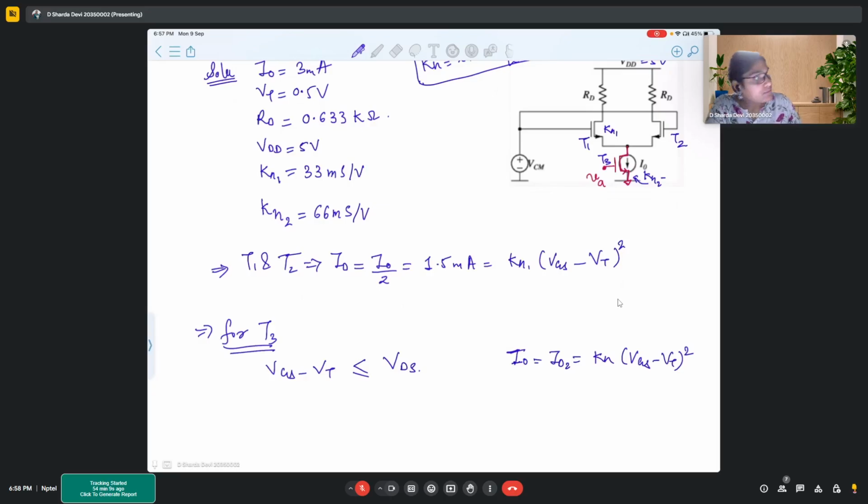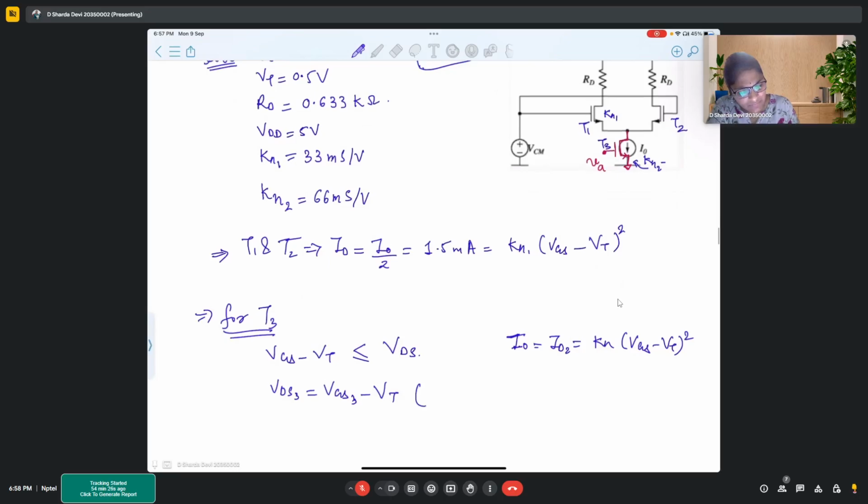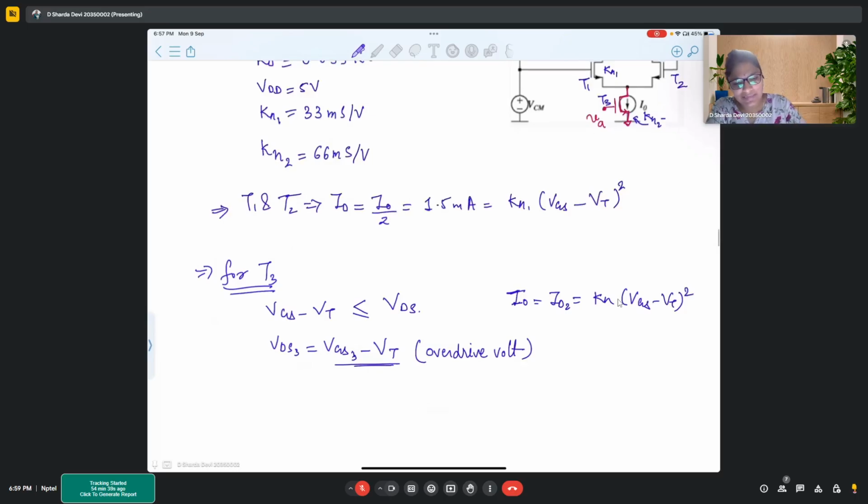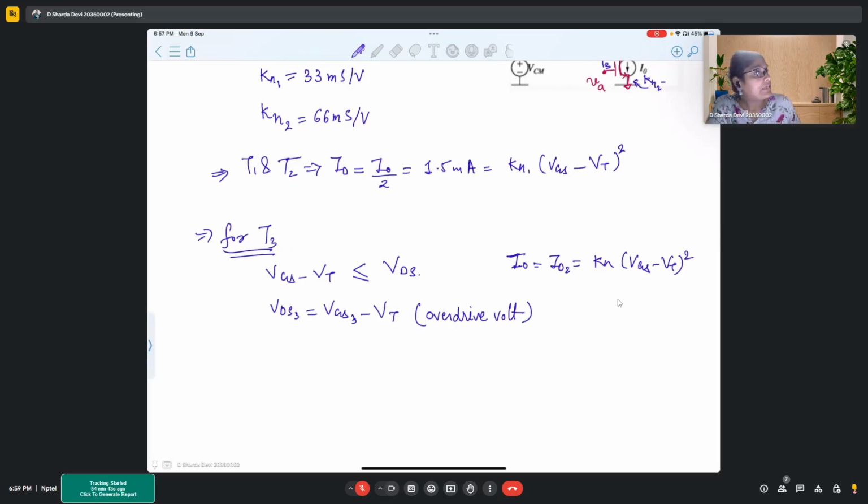From here, we know that for the minimum condition, we have VDS3 is VGS3 minus VT. VGS minus VT is also known as overdrive voltage. So if you find overdrive voltage written somewhere, it is basically VGS minus VT. Just don't get confused, it is the term used for VGS minus VT.